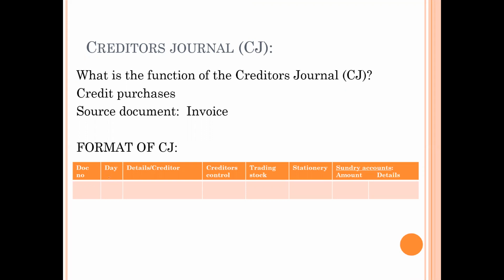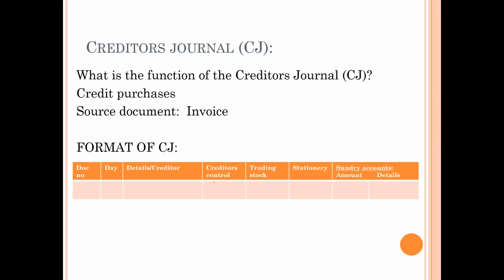Day is the day on which the transaction is happening, like on the 3rd. Then with details or creditor, you're going to look out for a name. And in this case, it will be a name of a business. Then you will see you have a creditors control column. Now, every time the amount will be in creditors control and for what it is going to be.